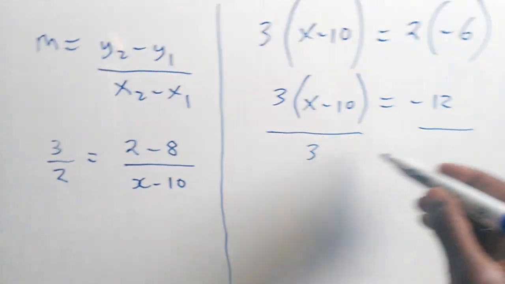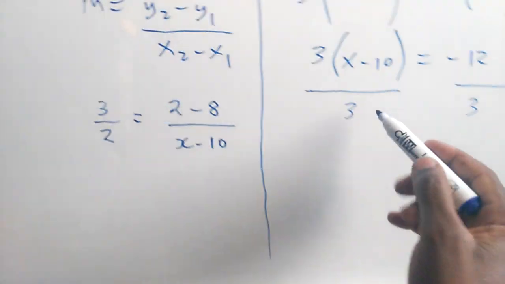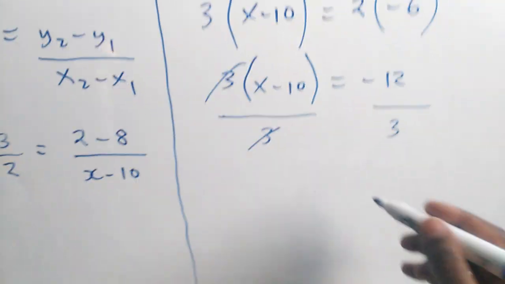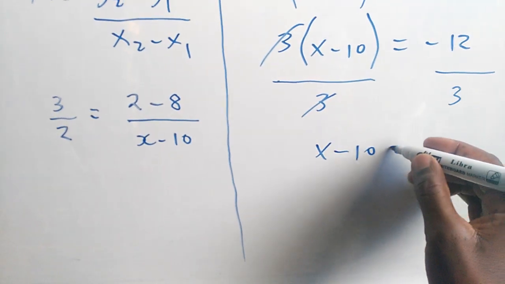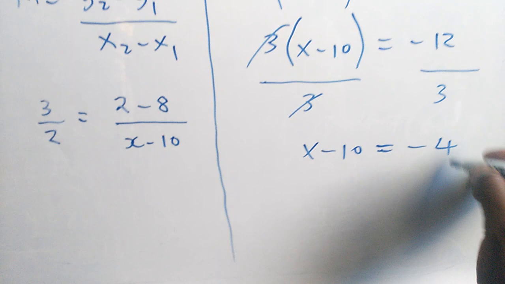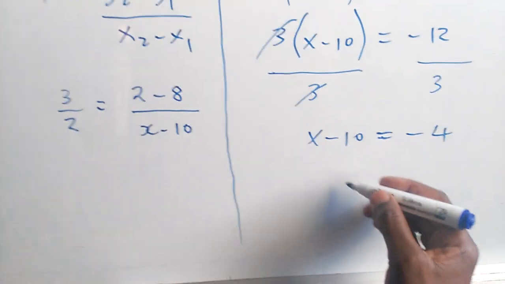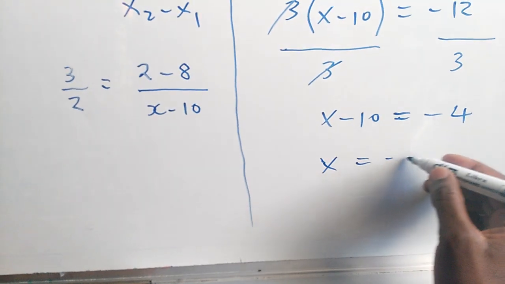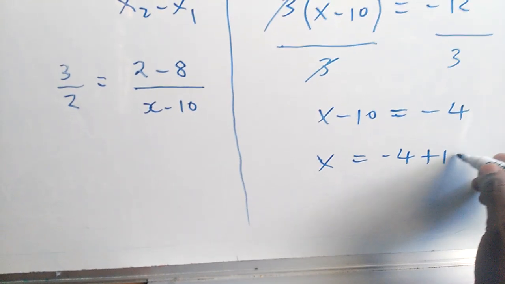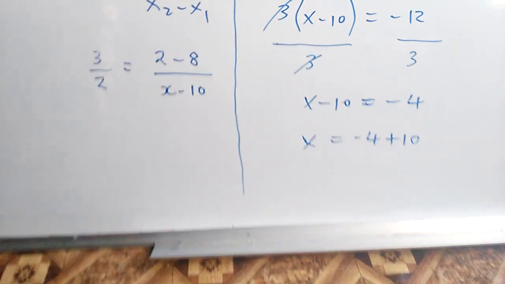3 goes, and then I only have the X take away 10 being equal to a negative of 4. Seeing how it has simplified, X will therefore equal to a negative 4 being added to 10.